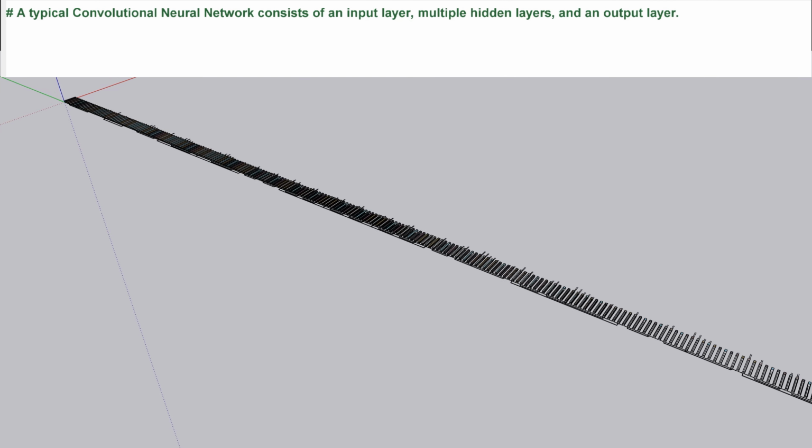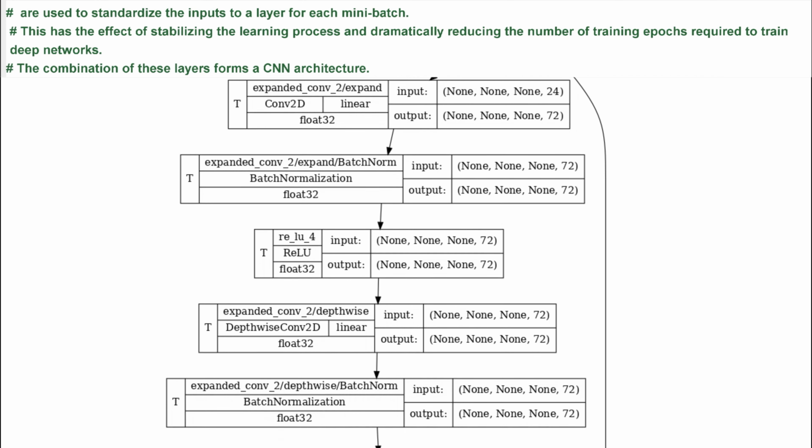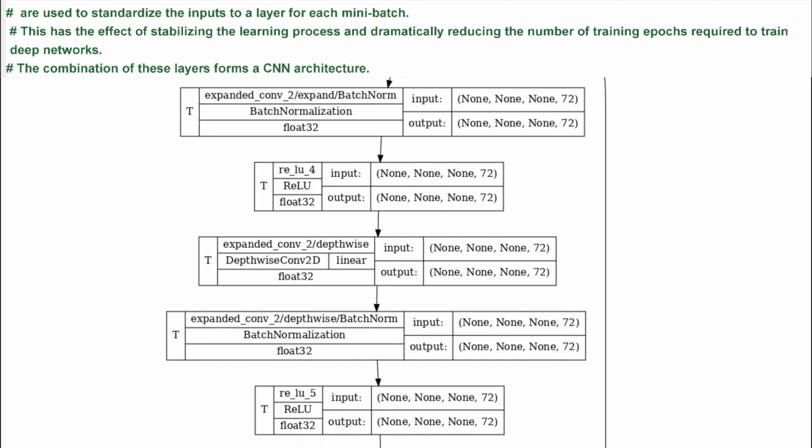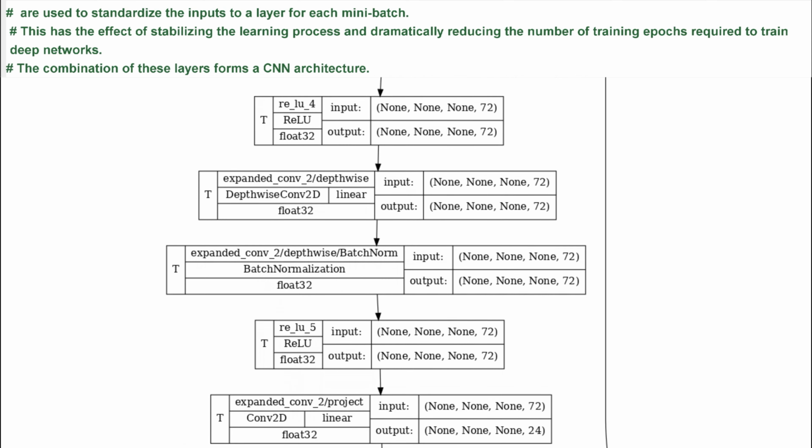Normalization layers, such as batch normalization and local response normalization, LRN, are used to standardize the inputs to a layer for each mini-batch. This has the effect of stabilizing the learning process and dramatically reducing the number of training epochs required to train deep networks.